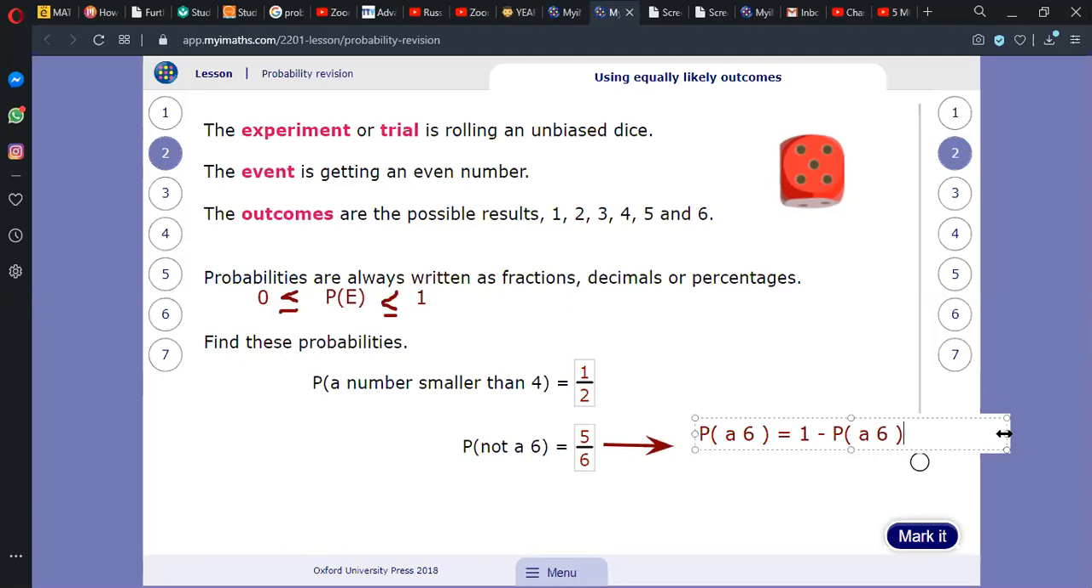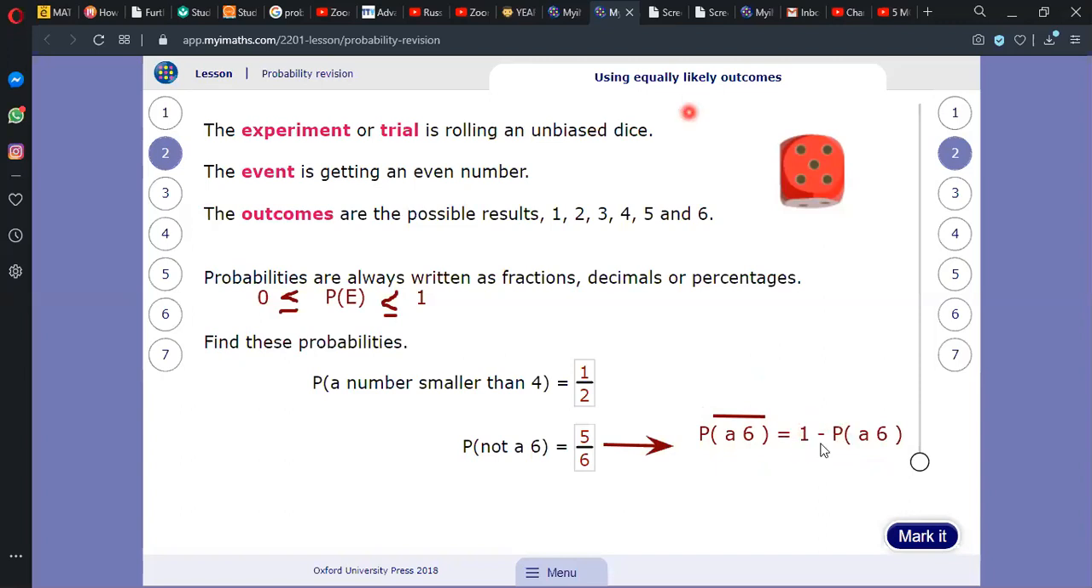So there should be a straight line bar on top of this to explain that you are talking about the probability of not a 6. The bar on top of the 6 here represents not. In some textbooks, they could use a prime, but I prefer using a bar. So the probability of not a 6 is 1 minus the probability of a 6. Remember that formula, it is very important, okay?